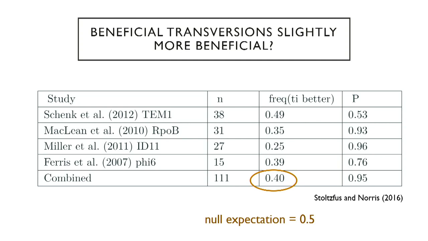So here's 4 small studies, and this statistic, what's the chance that a transition is better than a transversion? And in every case, it was less than 0.5. And in the aggregated data here, it was 0.40, and it was on the margin of significance here. And when I saw this result, I just laughed and I said, ha ha, not only are transitions not more conservative, transversions are actually better when you look at beneficial changes.